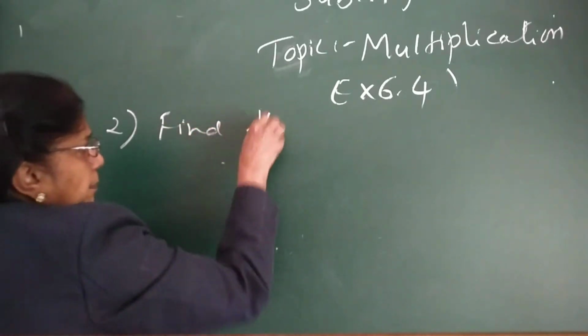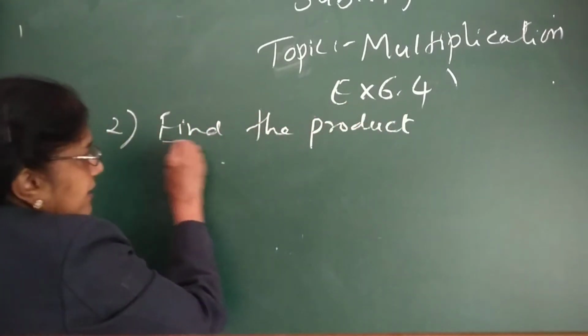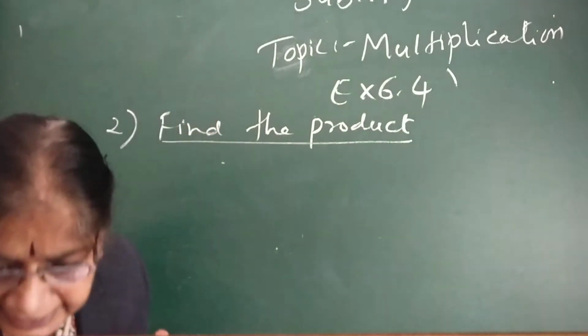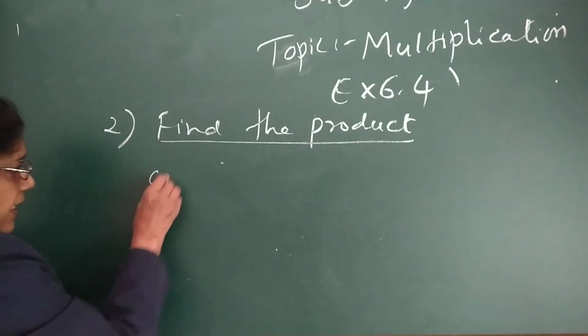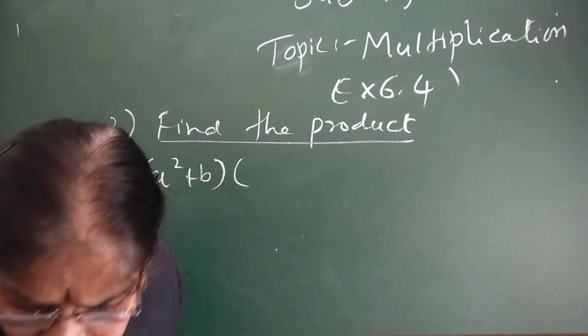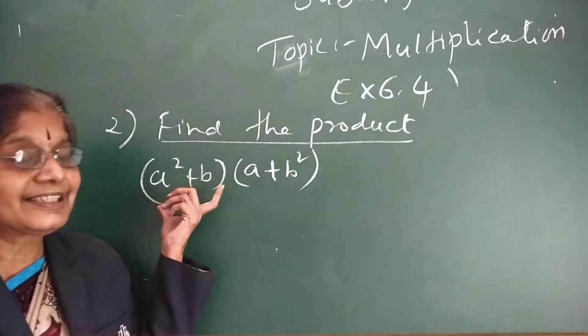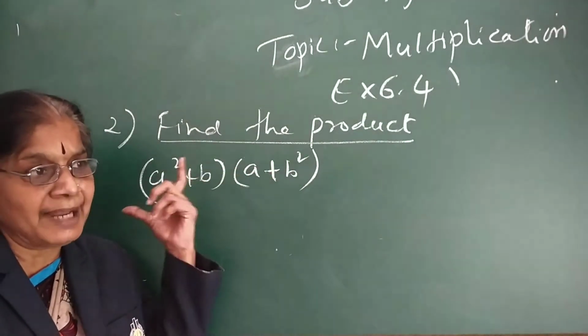Find the product. That is the second one. Let us see in that what is given. a square plus b in the bracket, a plus b square. That is the sum given to you. Again this is binomial by binomial. Last time I taught you.